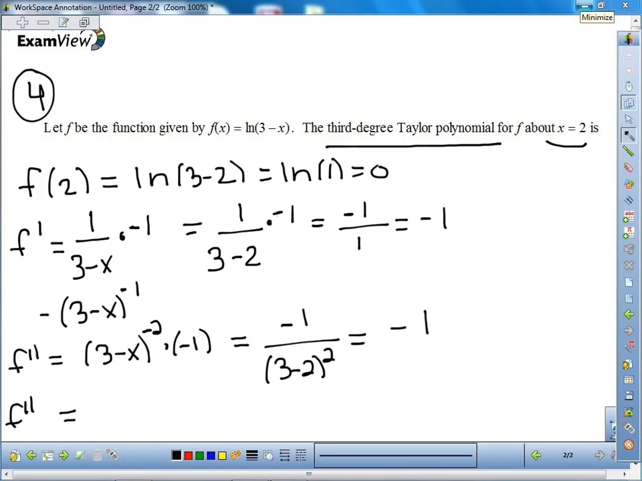The third derivative is going to be 2 over 3 minus x cubed times the derivative of the inside. And when x is 2, I'm going to have negative 2.